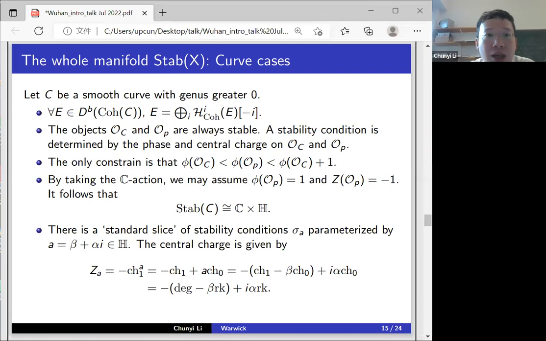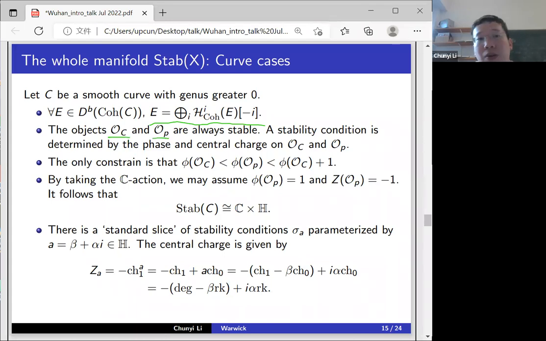This is about existence. Now about the stability manifold. We see this example of curves. In this case, it's pretty easy. We can completely solve the question by following steps without too much difficulty. First, in the curve case, because the global dimension is 1, every object completely splits as a sum of objects with homological shift. There are no interesting complexes there. And also we can show that all of the line bundles, the structure sheaf for the trivial line bundle, and the skyscraper sheaves are stable.